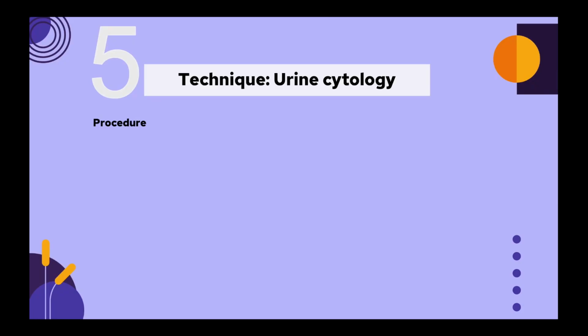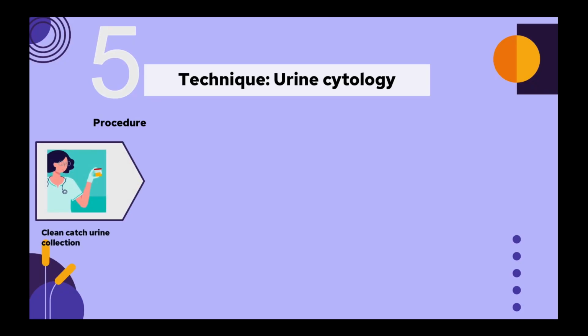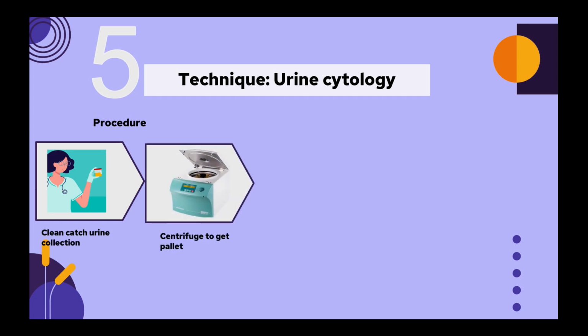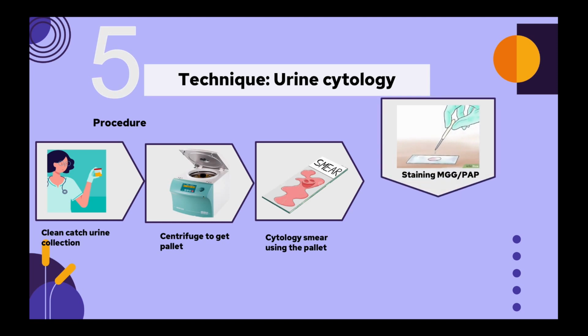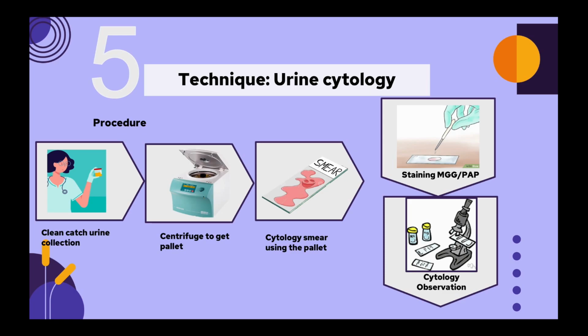For the urine cytology technique, clean catch urine is collected. Then the urine is centrifuged. Supernatant is discarded and the remaining pellet is used for smearing on the glass slide. The smear was left to air dry. Then the glass slide is stained with MGG or PAP stain. After the staining process is completed, the slide is ready for screening by cytology.